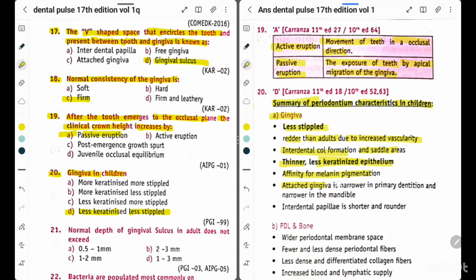Attached gingiva is narrower in primary dentition and narrower in the mandible. Interdental papilla is shorter and rounder.